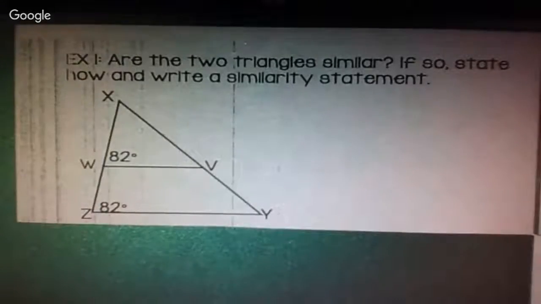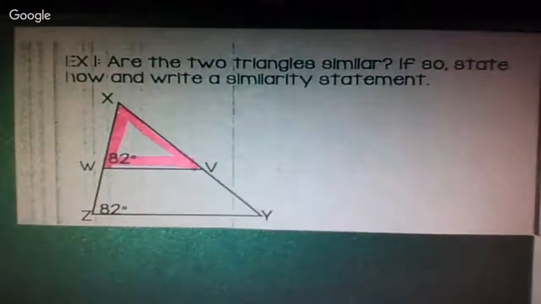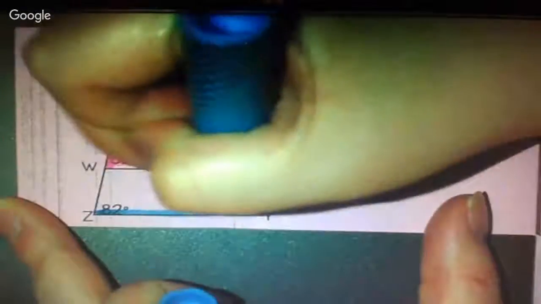Okay. So if you open this up, are the 2 triangles similar? And if they are, state how and write your similarity statement. So I've got 2 triangles here. My first one is this triangle up here, this little tiny triangle up here. The second triangle is this big triangle.